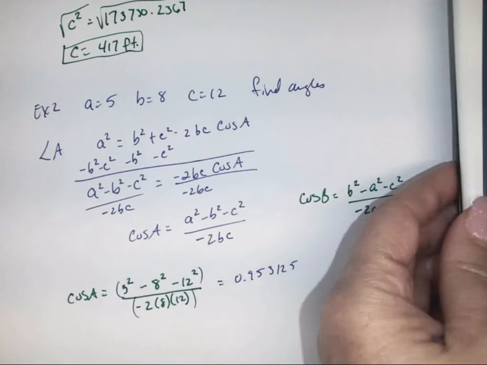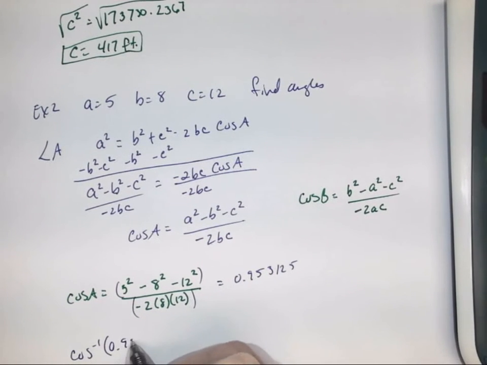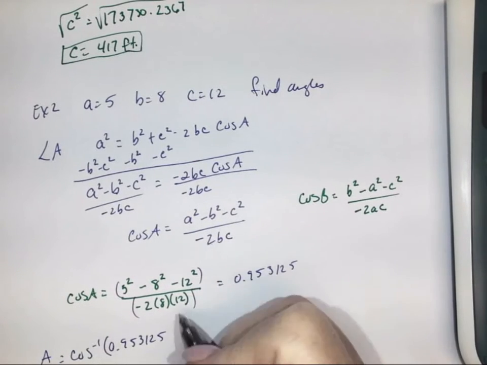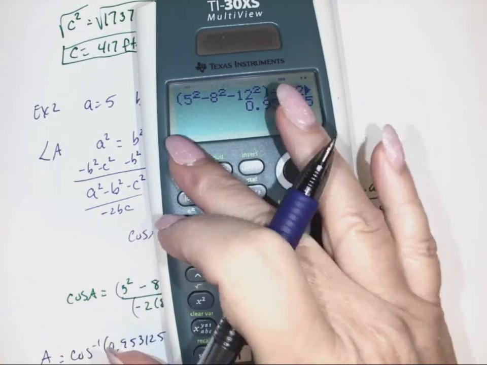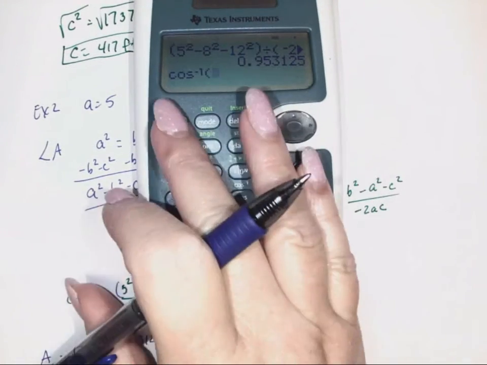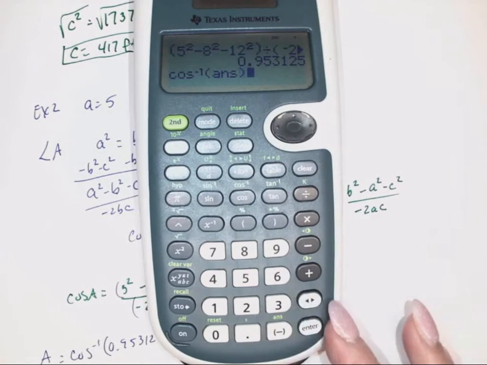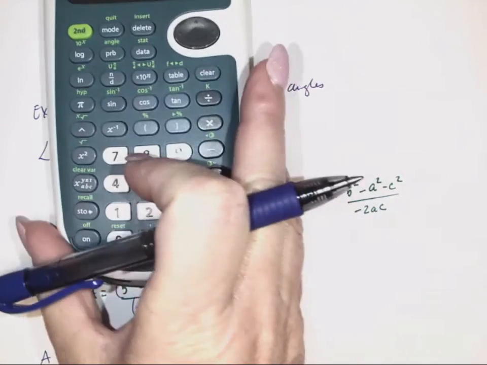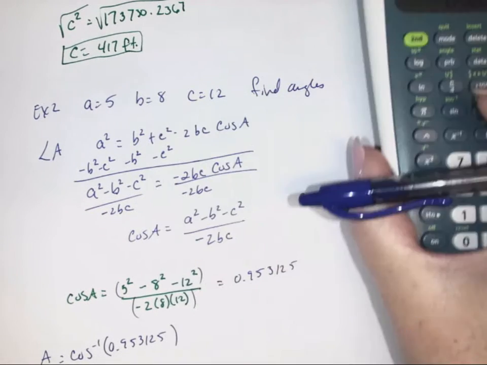All right, so we end up with 0.953125. So now we've got to take the cosine inverse of that 0.953125 to find our angle A. And again, I'm going to use my second cosine inverse and then do that second answer again, because that puts it all the way in, and I get 17.6 for my angle, so I'm just going to make it 18 degrees.